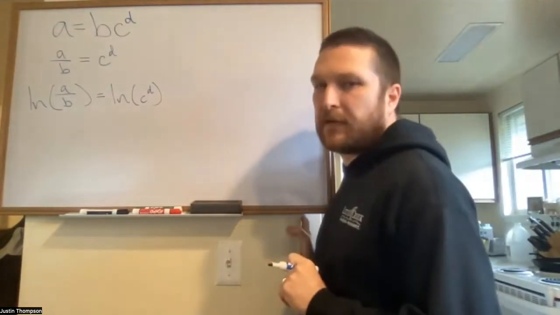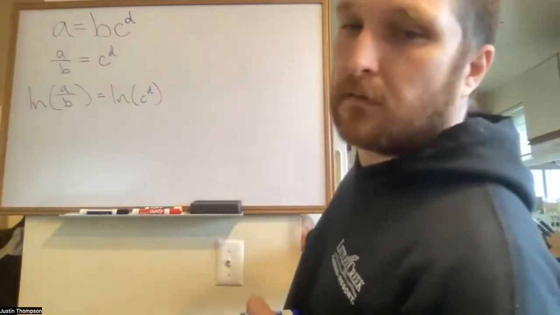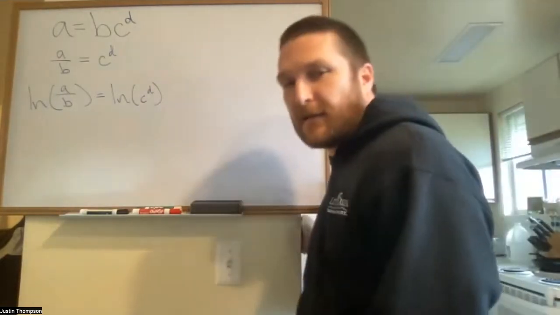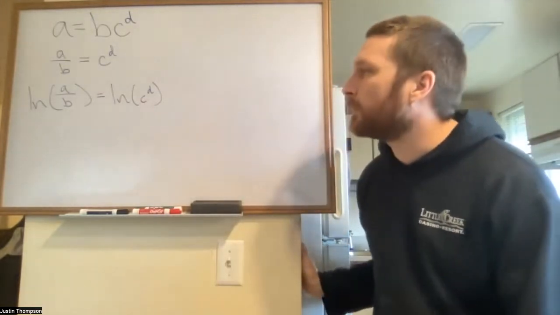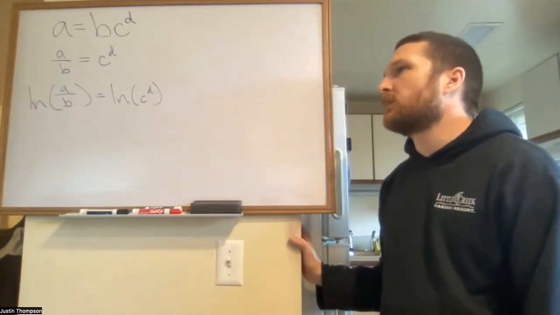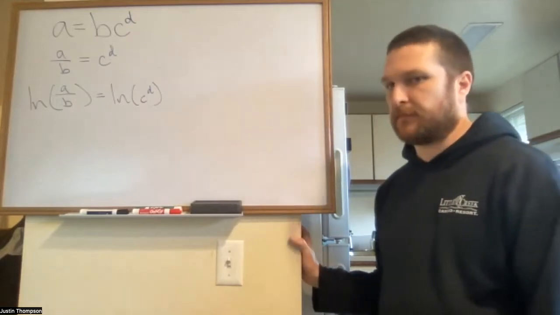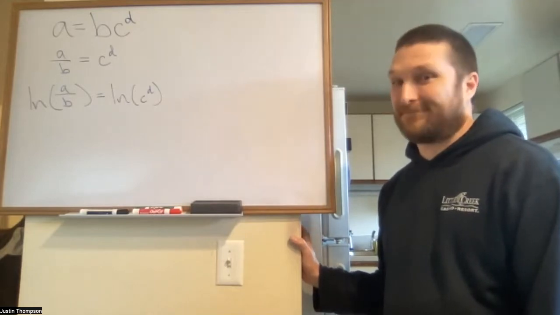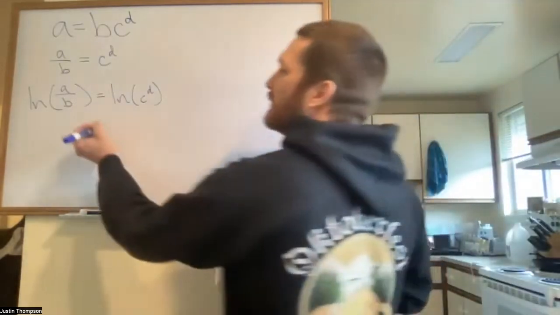What's the thing we're trying to get by itself? D. Well, I didn't hear you. Are we trying to get D by itself? D is in delta, yeah. And so how do we do that? What's our favorite property of logarithms? The most useful property of logarithms? Oh, you can take the D out and put it in front, right? Exactly. That is what is so useful.